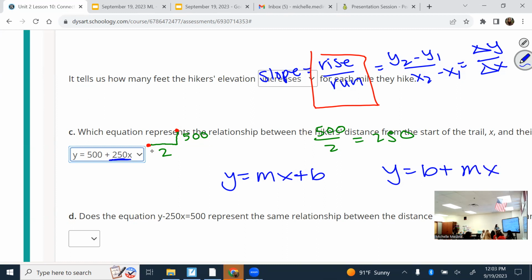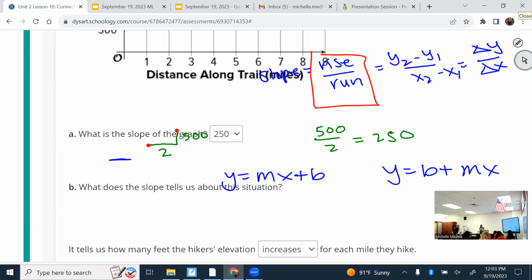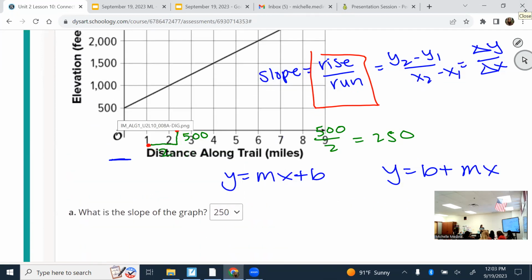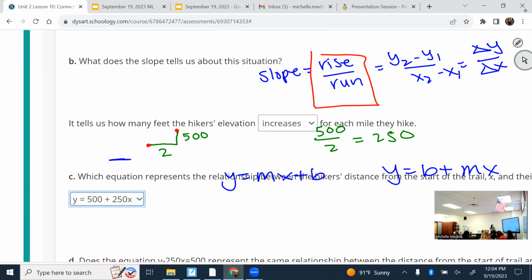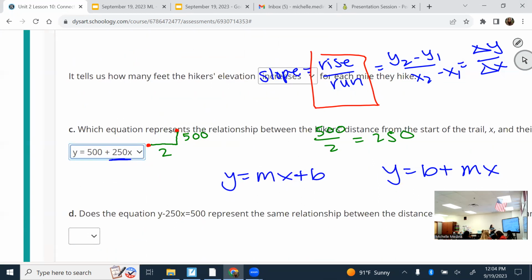We said slope is 250. Your y-intercept is always your starting point. So here, my starting point is 500 on the y. That's always a constant, there's no variable attached to your y-intercept. So they try to trick you again by switching the order, but slope is always in front of the x no matter what.